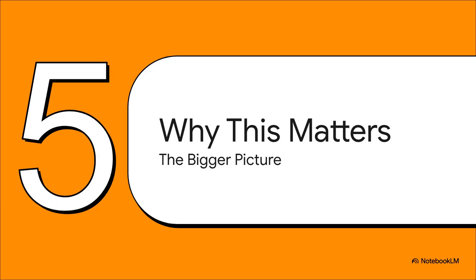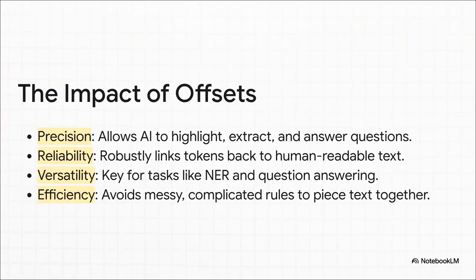Done. Okay, so this is a really neat technical trick. But why should you care? Why does offset mapping matter in the grand scheme of things? Because this isn't just some clever little hack. It's actually fundamental to how these models work. It's what gives them their incredible precision, whether they're highlighting text or answering a complex question. It's the bridge, the solid connection between the model's weird chopped-up view of the world and our human-readable text. Without this kind of efficient, versatile solution, a lot of modern AI just wouldn't be possible.